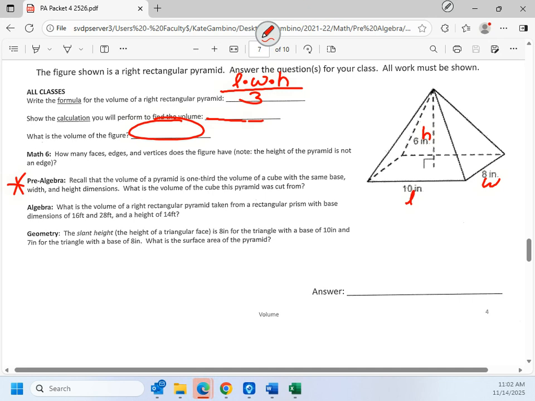So, who remembers the volume of the cube formula? Elliot. Base times length times width times height. Yeah, just length times width times height. So you're gonna use the same numbers, but you're not gonna divide it by 3, because we want the cube that it came from. So you're gonna do the length times the width times the height. That answer goes down here.